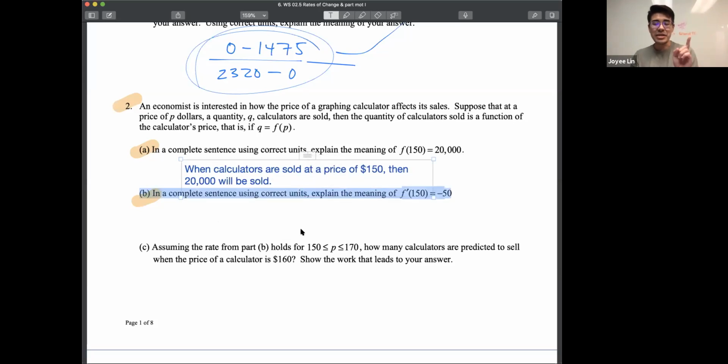Cool. Now that one's easy. The second one's going to be harder. Does anybody know how to explain part B?